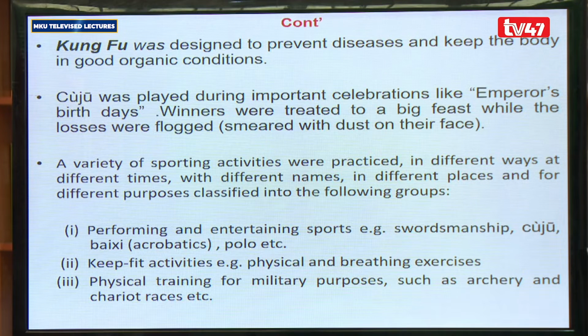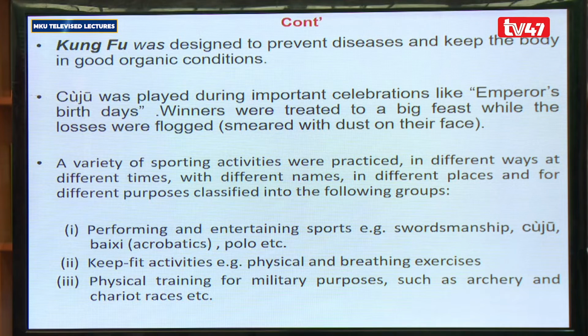This particular game was very important. It was played on important days, like the celebrations of the emperors. The people who won this game were treated to big feasts, and the ones who lost were flogged. A variety of activities were practiced. They did entertainment sports like Suju, keep-fit activities like physical and breathing exercises. They also did military sports.